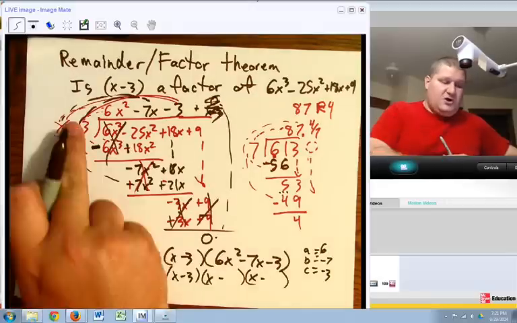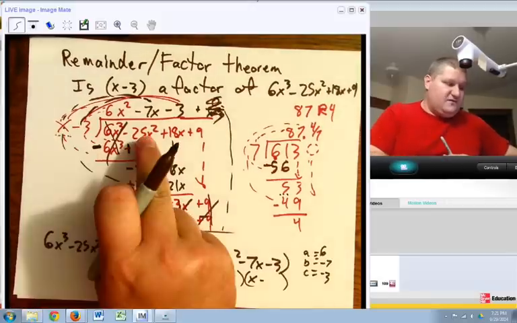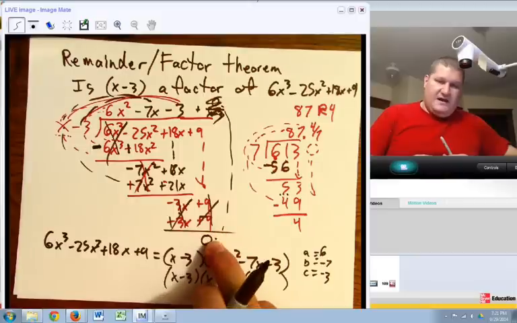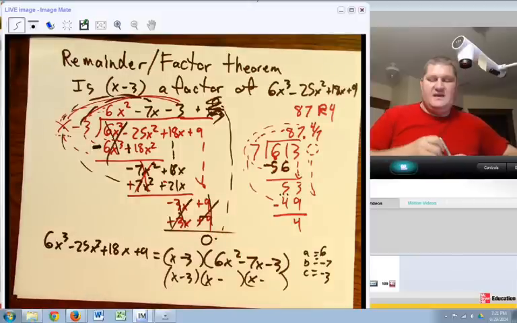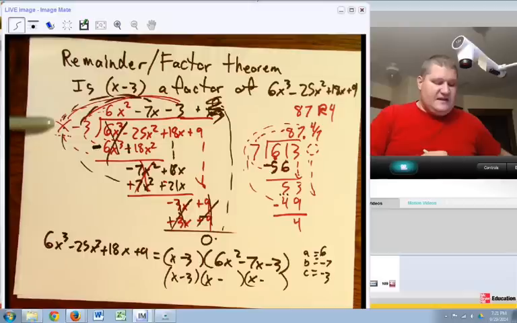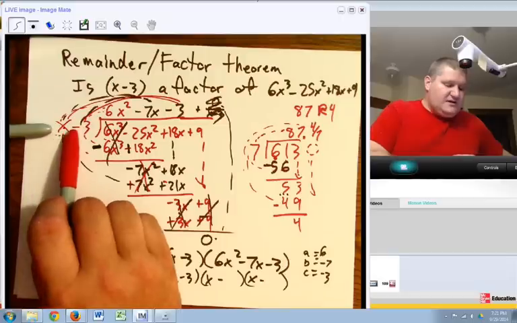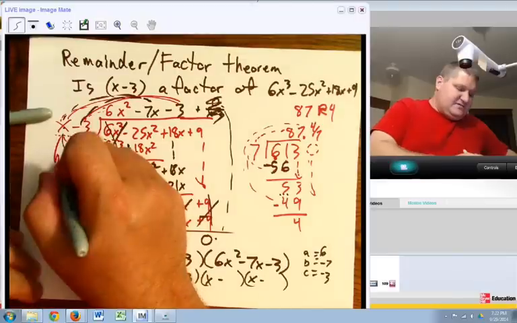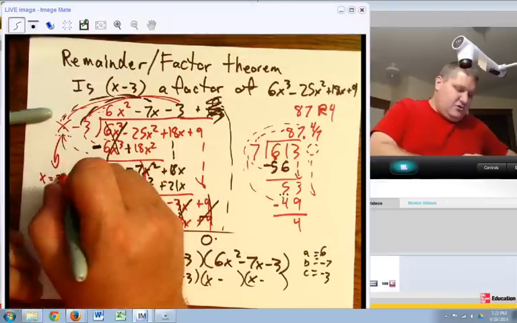So if I want to know is something a factor, I can divide it by that thing and determine if I have a remainder of 0. Now, that's all well and dandy, but the thing is, if that is a factor, that means it's also a 0. So what would x minus 3 be as an actual solution? Well, that's the same thing as saying x equals 3.